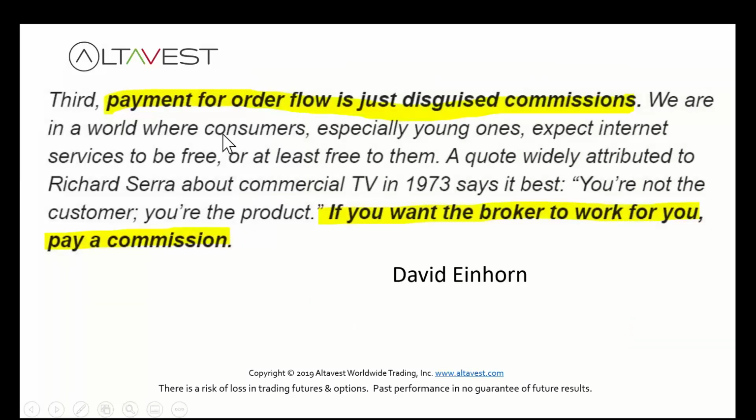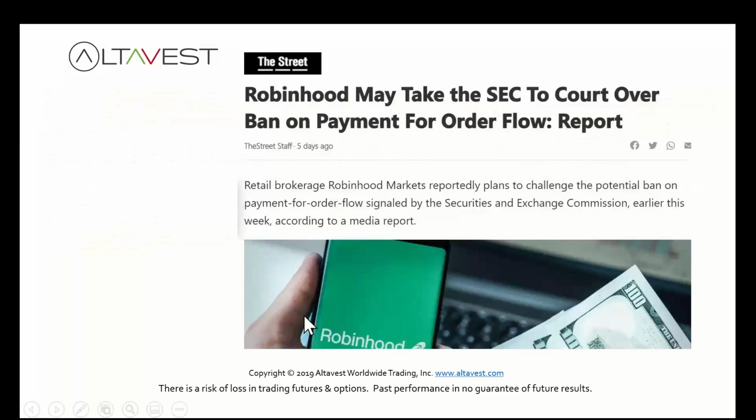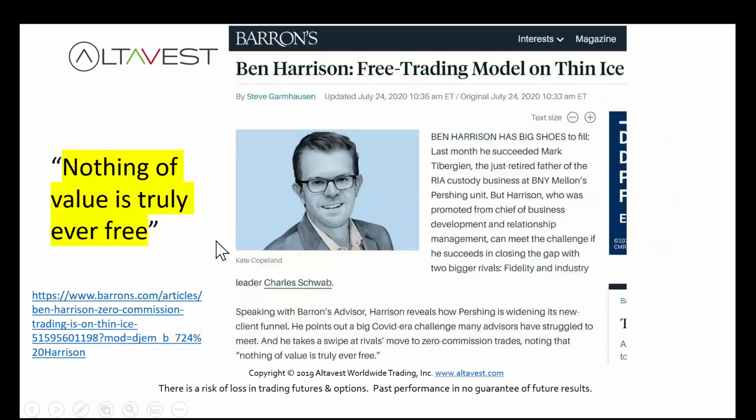And I'll finish beating up on him in just a second, but payment for order flow is disguised commissions. If you want a broker to work for you, pay a commission. And that whole model may not even be around. The SEC may take them to court, banning that payment for order flow model. So remember, nothing of value is truly ever free. So that was my point of beating up on them: it's just a marketing gimmick when they say commission free. It doesn't mean we can't trade stock options. I mean, everyone does, but it's not free, folks.